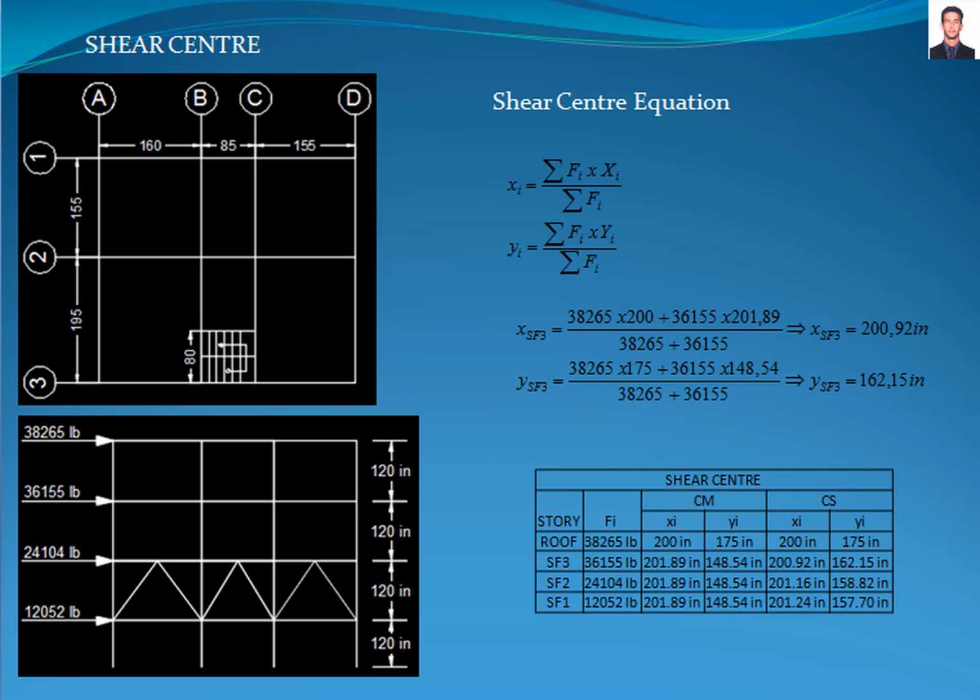For example, for structural floor 3, the coordinate of the shear center in x direction is 200.92 inches and in y direction is 162.15 inches. In this frame are tabulated the coordinates of the shear centers of the building. With this, we conclude this tutorial.